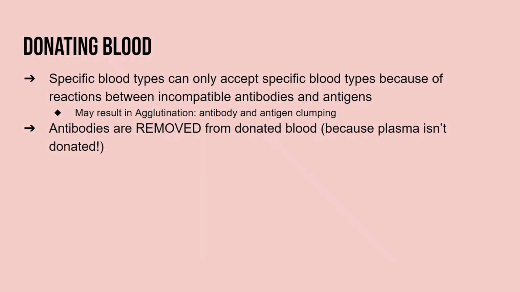Specific blood types can only accept specific blood types because of the reactions between incompatible antibodies and antigens. If you get the same antibody and antigen, you're going to have agglutination, which is just clumping. Antibodies are removed from the donated blood because the plasma isn't donated, just the red blood cells are donated.